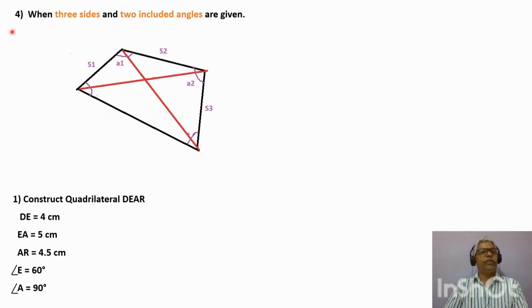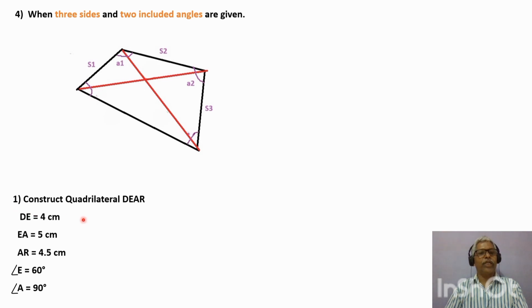Fourth one, now when 3 sides and 2 included angles are given. Remember, included angles means, look at this figure, S1, S2, S3, 3 sides will be given and 2 angles which are included in these 3 sides. A1 is included in S1 and S2 and A2 is included in S2 and S3. Such type of data will be given. So we go for the first construction.